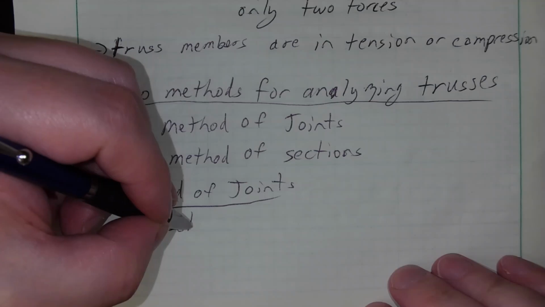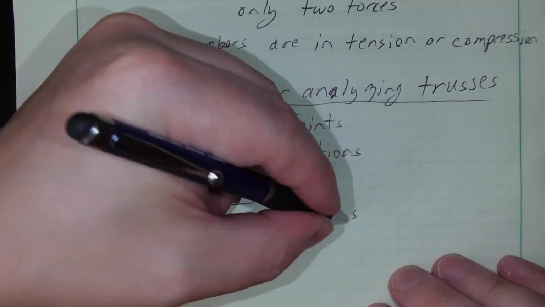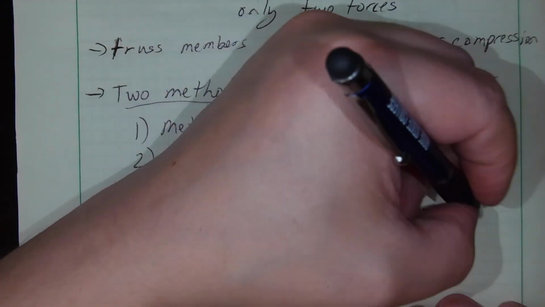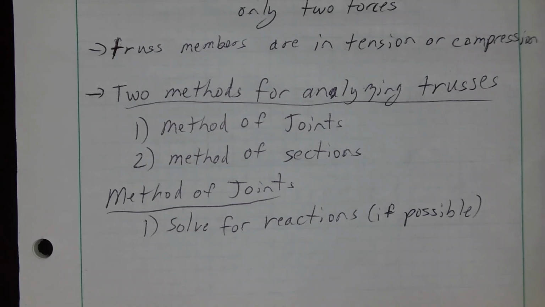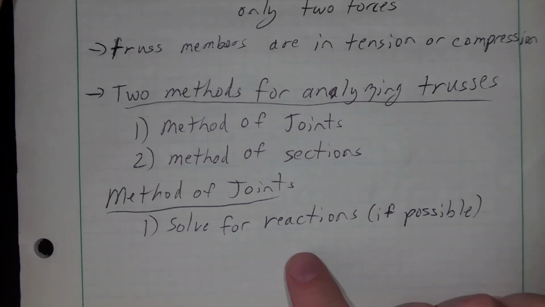Step one, solve for reactions on the entire truss structure, if possible. Now, unlike the problems in Chapter 5, where it's almost always possible, because the goal of a Chapter 5 problem is almost always to find the reactions, in Chapter 6 we might be in a situation where the reactions cannot be found immediately. And we'll see that. It's manageable. We now will have more ways of getting to the reactions eventually. Solve for the reactions if possible.